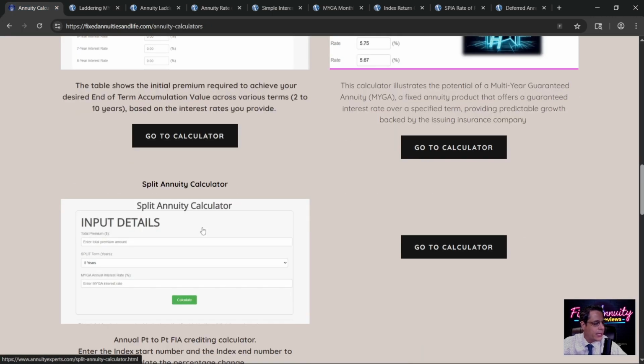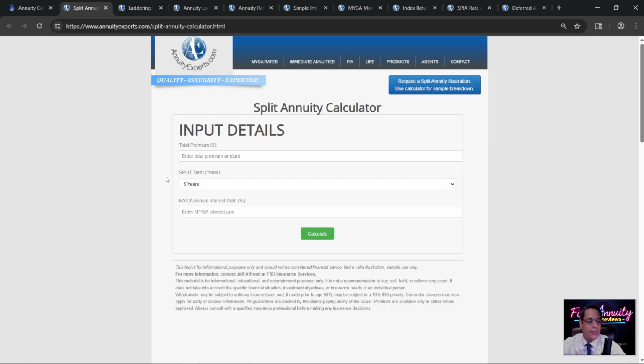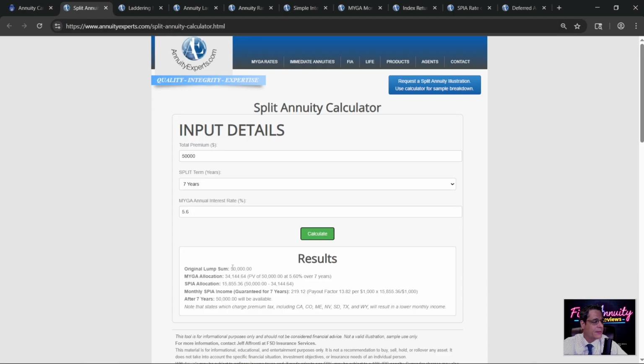And the final calculator I want to talk about today is the split annuity calculator. It's for non-qualified money, and it'll give you an exclusion ratio, right? So you say your initial premium is $500,000. We want to say it's a 7 year and the rate is 5.6. Let's calculate that out. I put 550 instead of 500. Let's do 500. So it'll give you 341 goes into the MYGA. That'll grow back to 500,000. 158,533 goes into the SPIA, which will kick out 2191 a month.